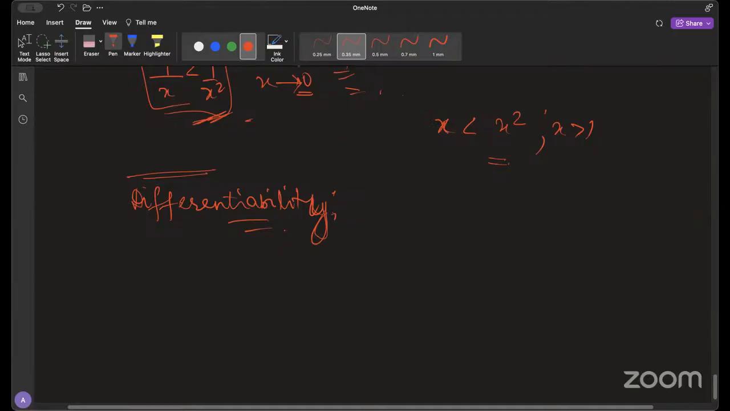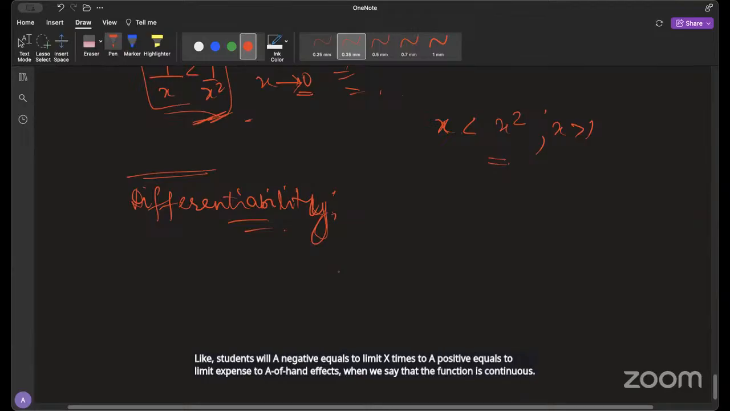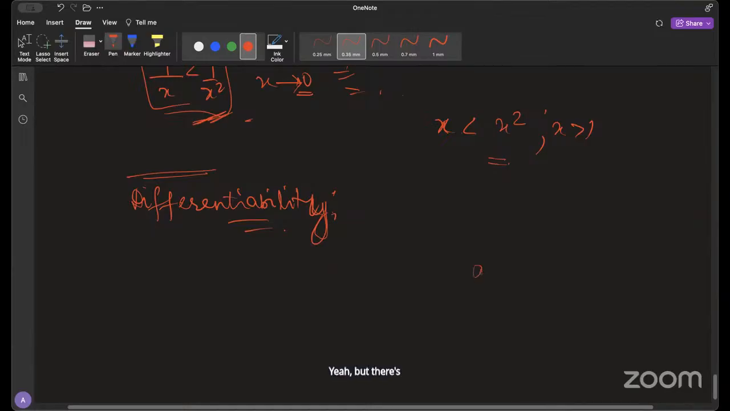Limit as x tends to a negative equals limit as x tends to a positive equals limit as x tends to a of f(x), then we say that the function is continuous. Yeah, but there's a condition on a, right? If you want to find the continuity at a, what's the condition on a? It should be in the interval a minus epsilon, a plus epsilon, for continuity and for limit.